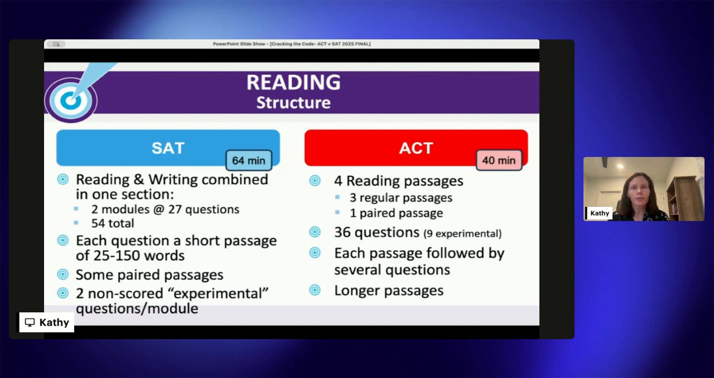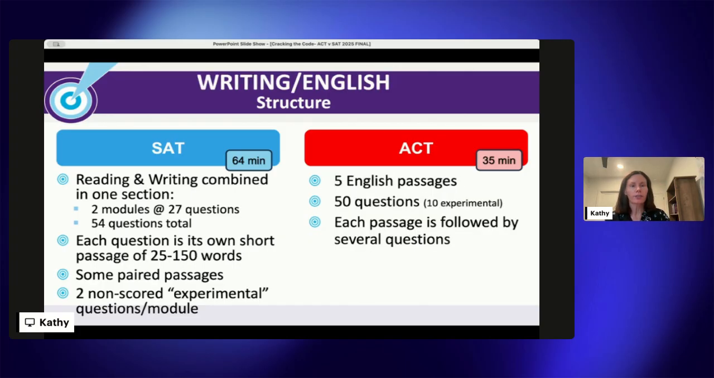You're going to read through the passage. It's going to be followed by several questions. And these are going to be longer passages, but not quite as long as they used to be. And you're going to get 40 minutes to complete the reading test.